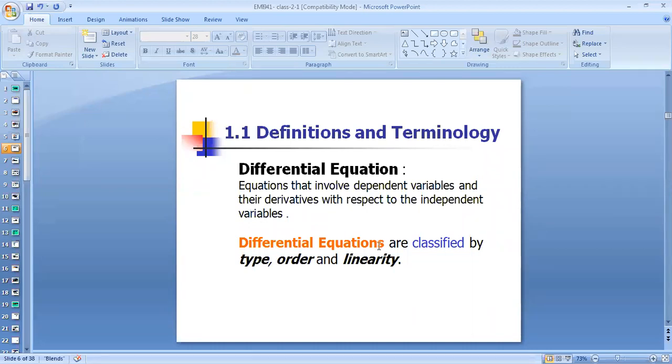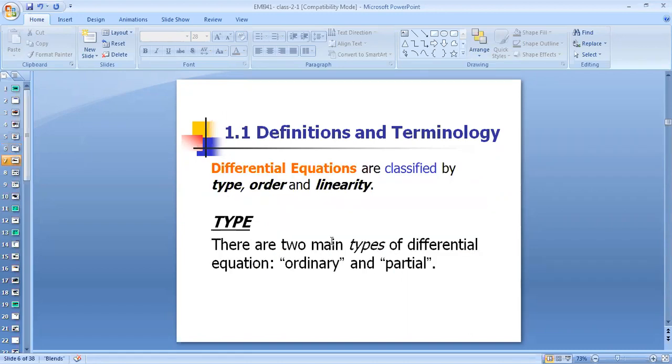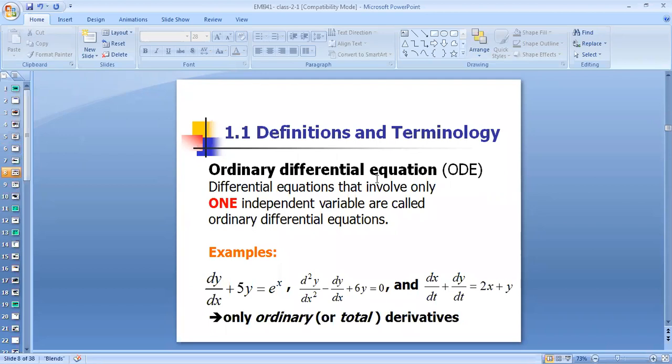The differential equations are classified into many types, by order and linearity. Actually, there are two main types of differential equation. One is ordinary and the other is partial. So what will an ordinary differential equation be? A differential equation that involves only one independent variable is called an ordinary differential equation. That means if any differential equation consists of a single independent variable, remember it, only a single independent variable, it is called an ordinary differential equation. So there will be a single dependent variable and a single independent variable.